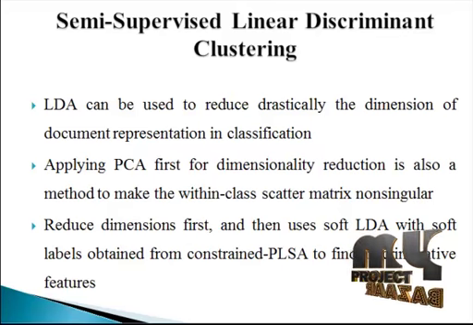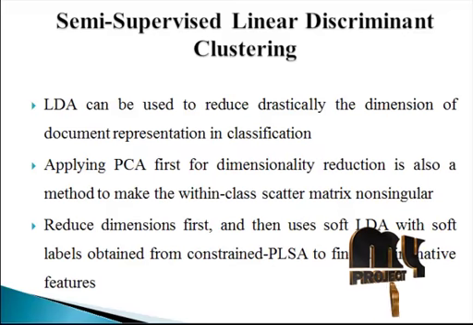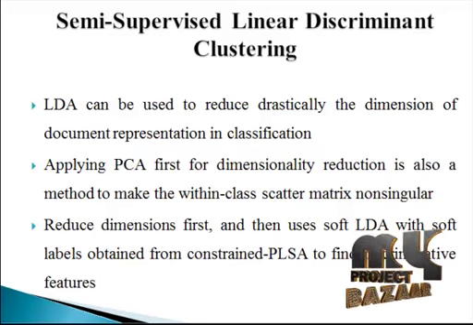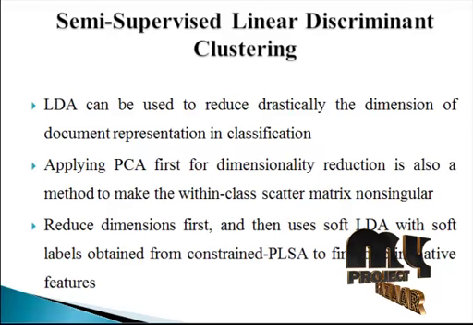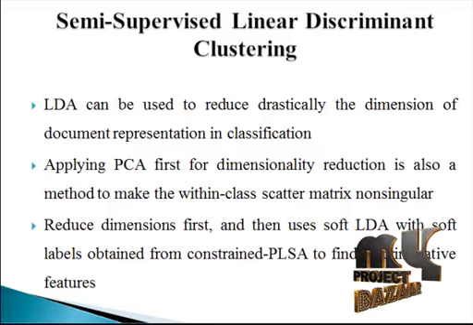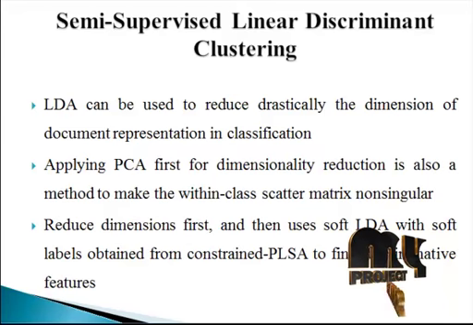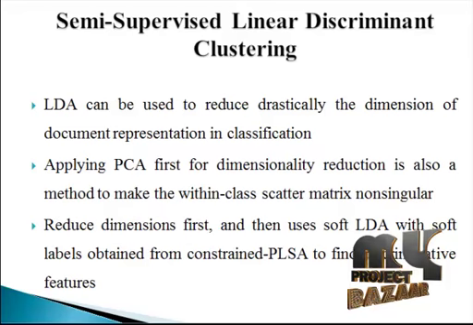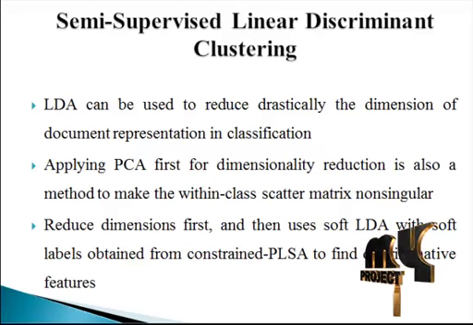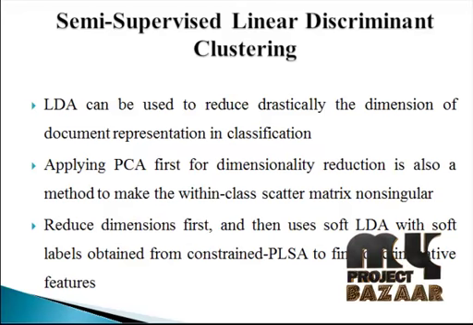LDA can be used to reduce drastically the dimension of document representation in classification. Applying PCA first for dimensionality reduction is also a method to make the within-class scatter matrix non-singular. Reduce dimensionality first and then use soft LDA with soft labels obtained from constrained PLSA to find discriminant features.